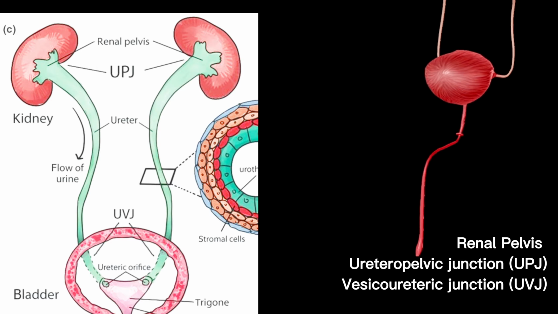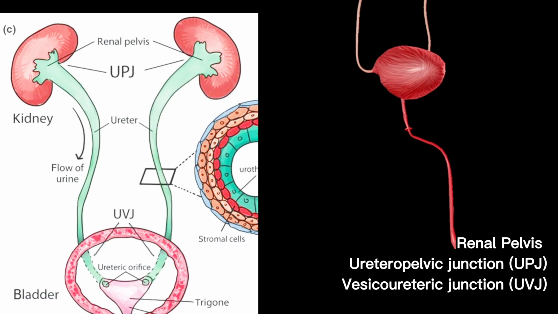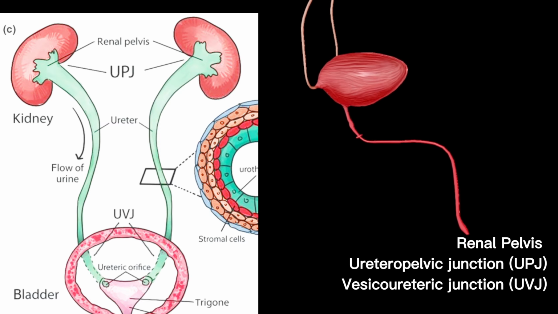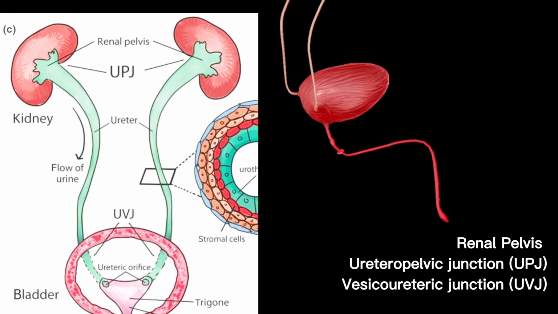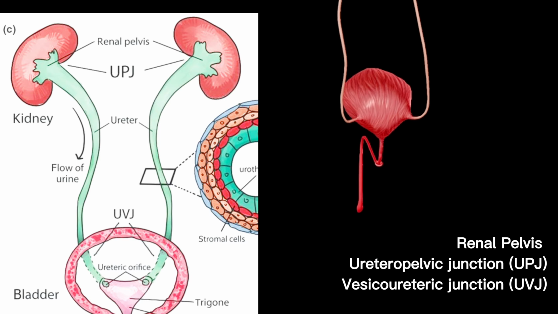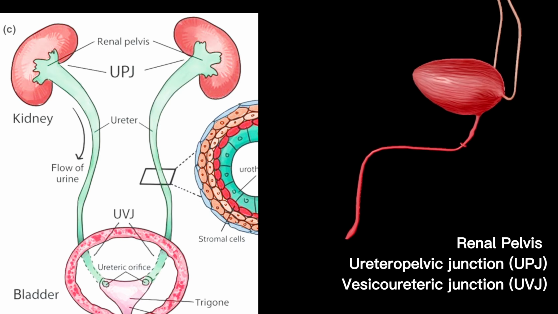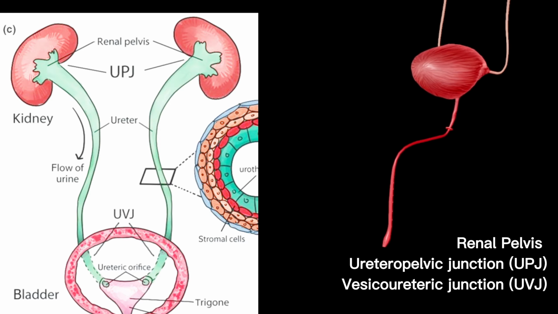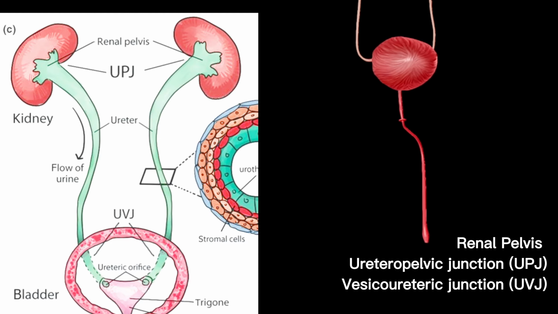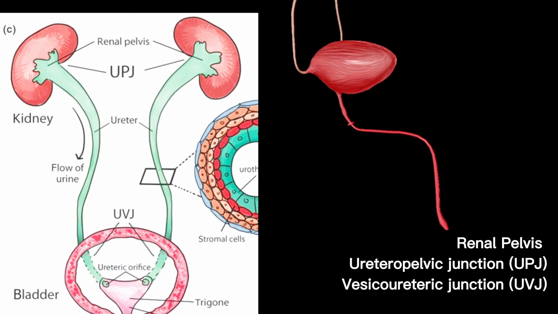It is made up of three main parts. They are renal pelvis, ureteropelvic junction and vesicoureteric junction. Renal pelvis is the broadened upper end of the ureter that connects to the kidney. The renal pelvis collects urine from the kidney and funnels it into the ureter.